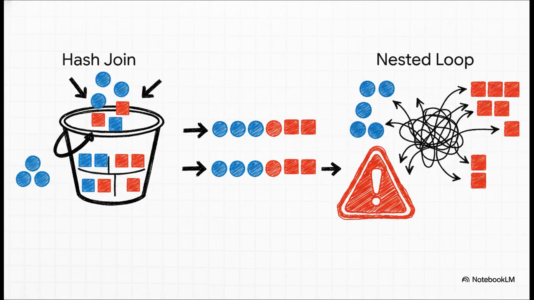Next up on our list is the join strategy itself. A hash join is usually your workhorse. It's fast, it's effective. A merge join can be lightning fast, but only if the data is already sorted in just the right way. But if you see a nested loop join in your plan, that is a major red flag. It's the database equivalent of checking every single item against every other single item, one by one. It almost never scales well and usually means something is very wrong.